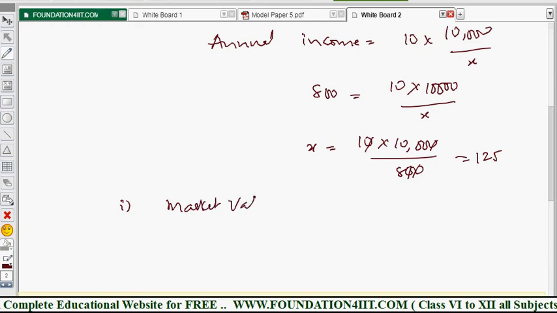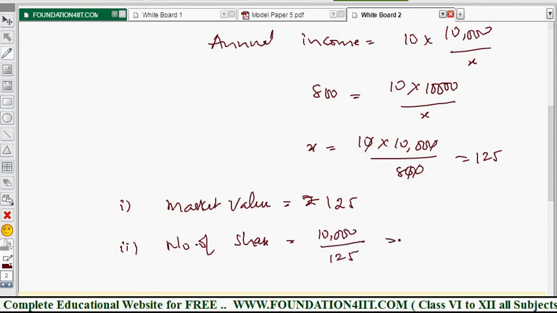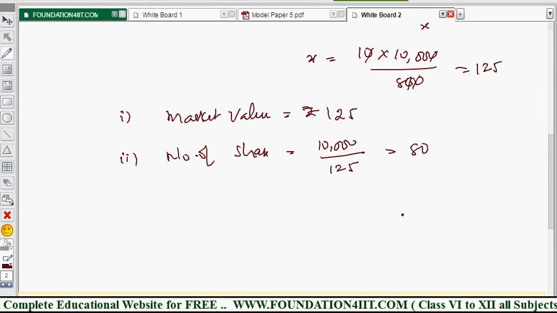Therefore market value is X, that is equal to rupees 125. And the number of shares, the second question, you need to find out the number of shares. That is 10,000 by X, right? So 10,000 by 125. 10,000 by 125 is 80. And rate percent.